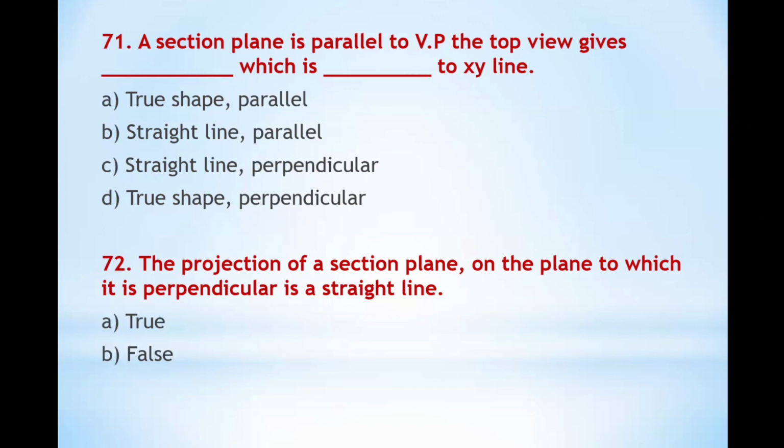So before the options, to clear it, whatever the section plane is, if the section plane is parallel to the VP, then whatever top view we get, that top view will be an edge, so that will be a straight line in the top view, and that will be parallel to the XY line also. So accordingly we will check out the options.